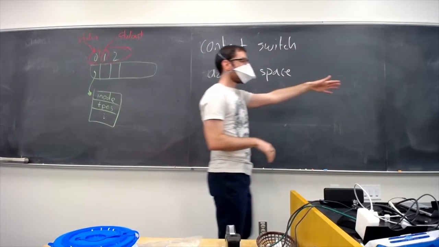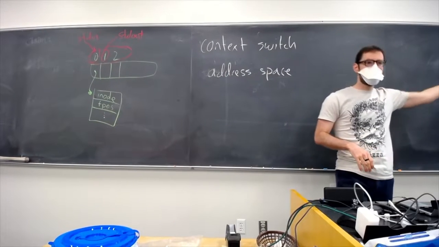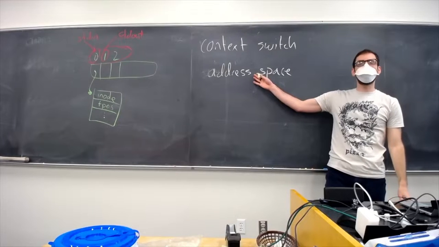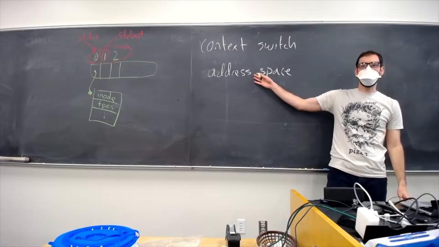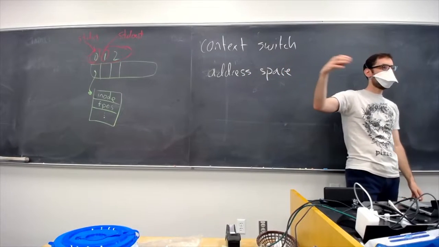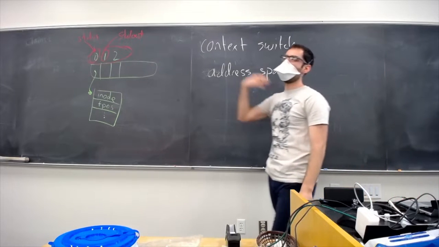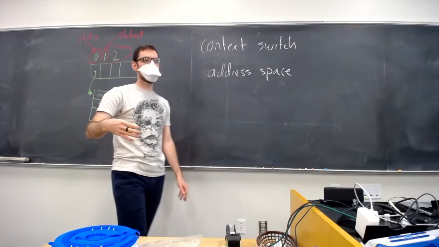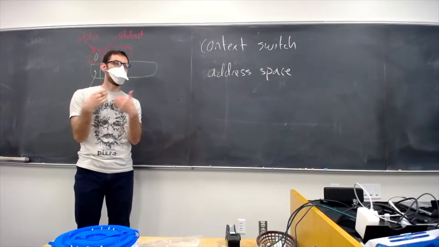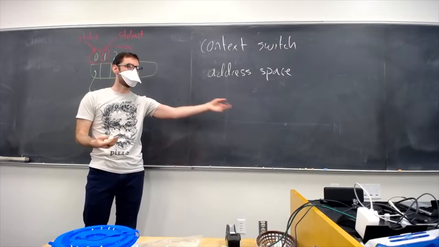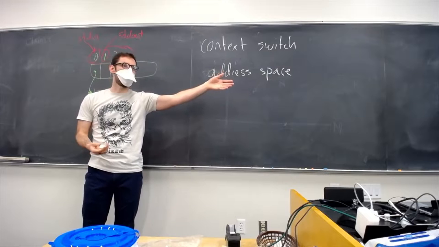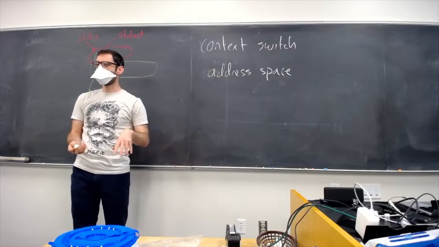And so to switch from one process to another, we need to switch over registers, but we also need to switch which address space, how we're translating virtual addresses to physical addresses, so that we start translating the addresses to those for the new process we're running rather than the old process.